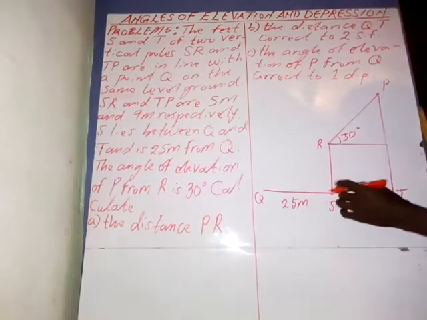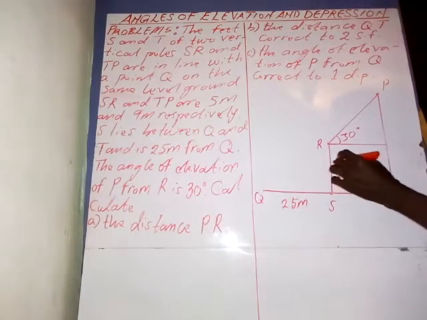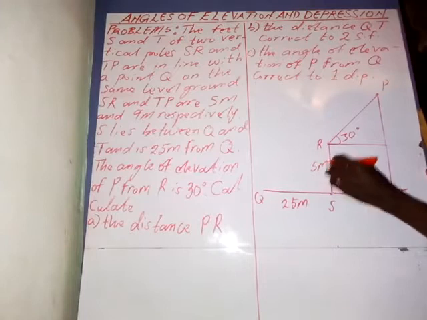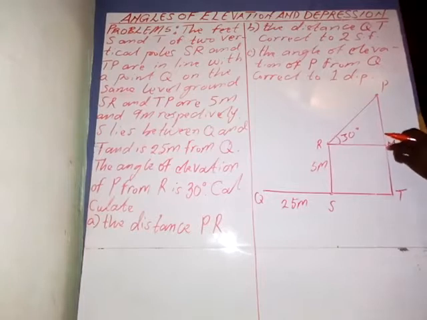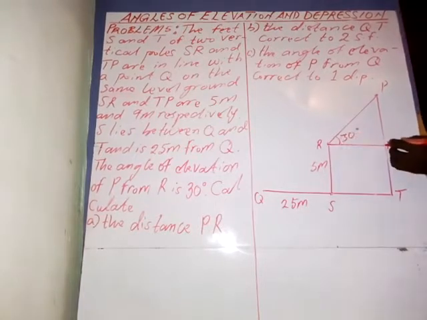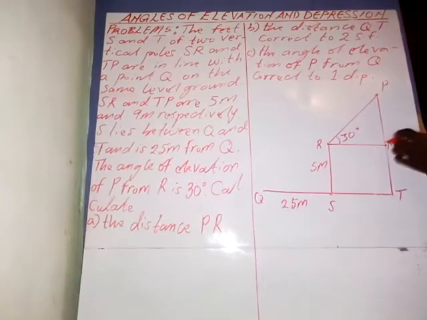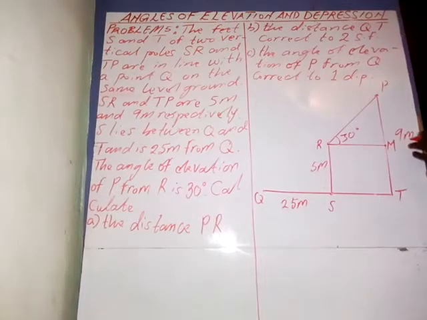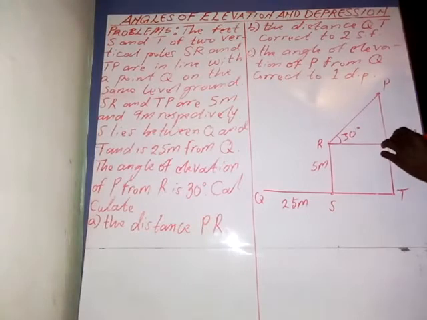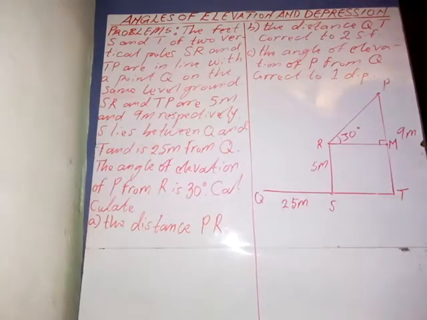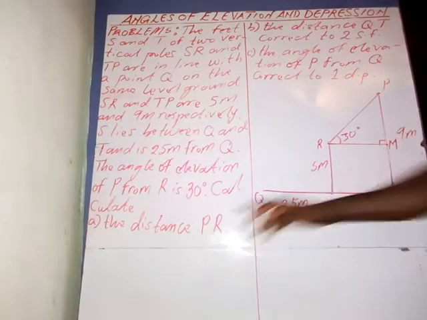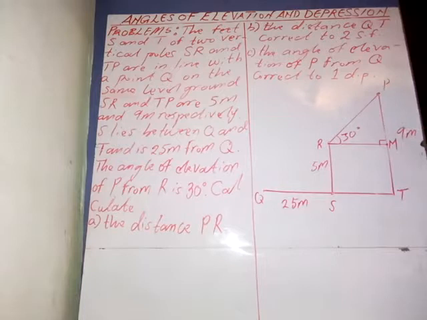So don't forget that we are told that SR is 5 meters. So the distance here is 5 meters and TP is 9 meters. So I'm going to put M here because there is a point there. So this line from here to here has created a point on line TP. So from here, TP is 9 meters. All right. So this has formed a right angle triangle. So question A says that we should find the value of distance PR. We have to find PR.